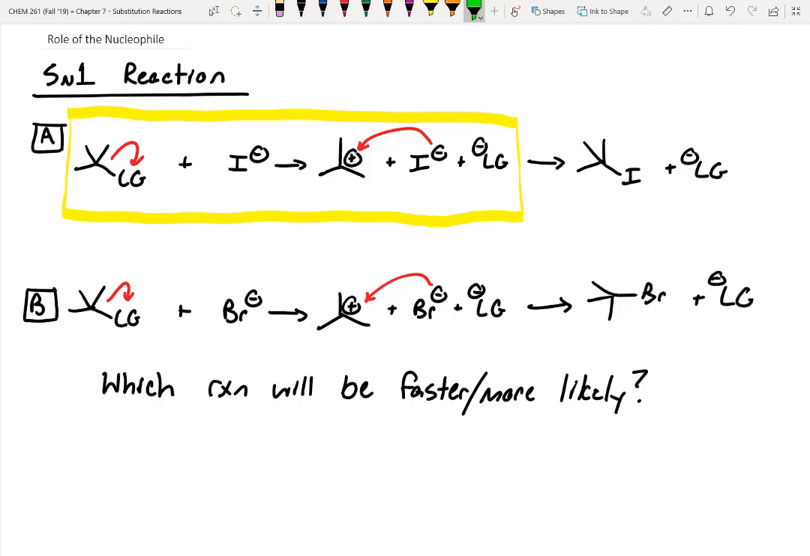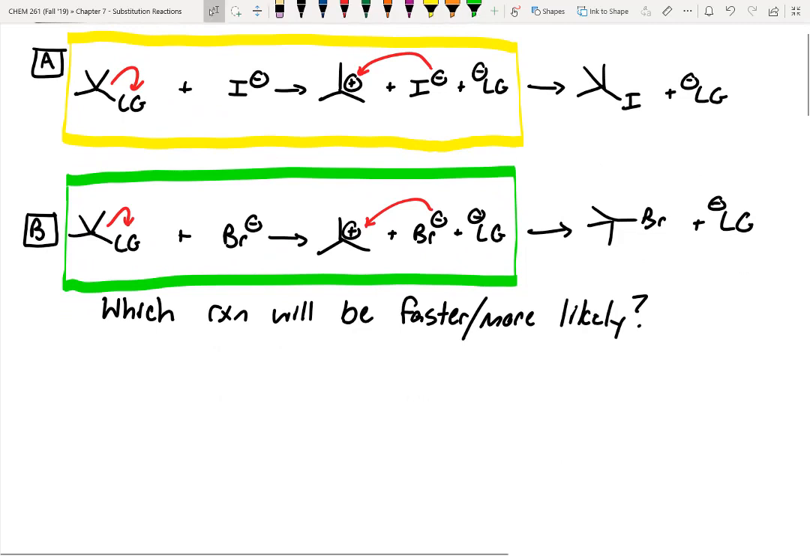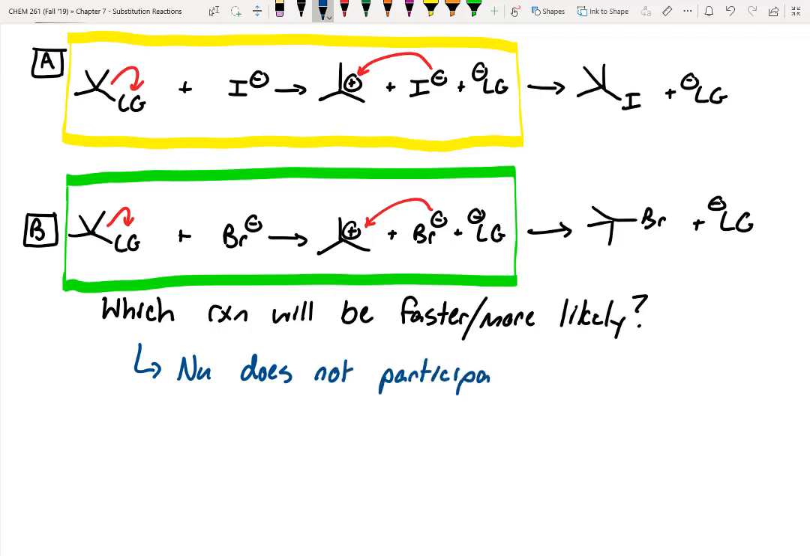All right, and then underneath here, same story. That's going to be our rate limiting step for the second one. So in either situation, the rate limiting step is the leaving group falling off. Does the nucleophile do anything in the rate limiting step? I don't think so. It's just kind of floating around as an anion. All right, so let's make some notes. The nucleophile does not participate in the rate limiting step.